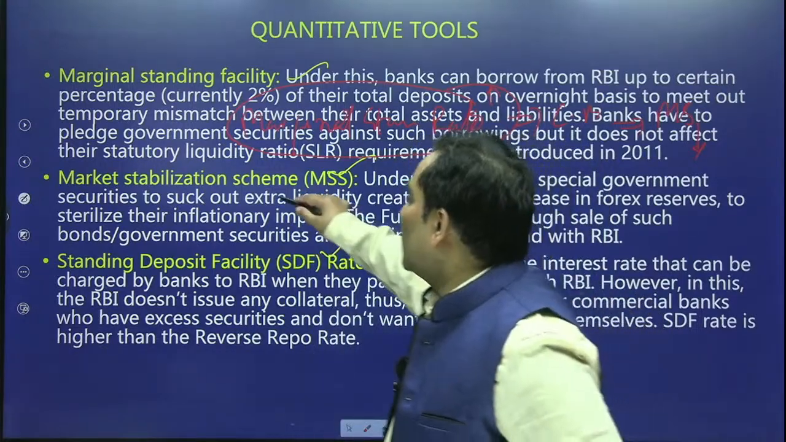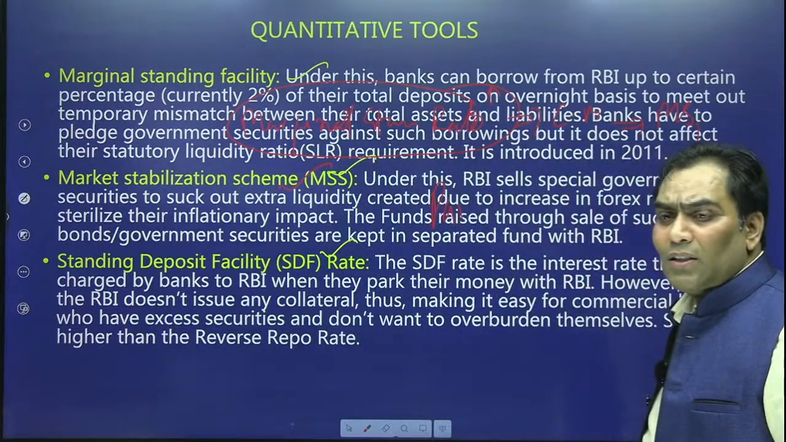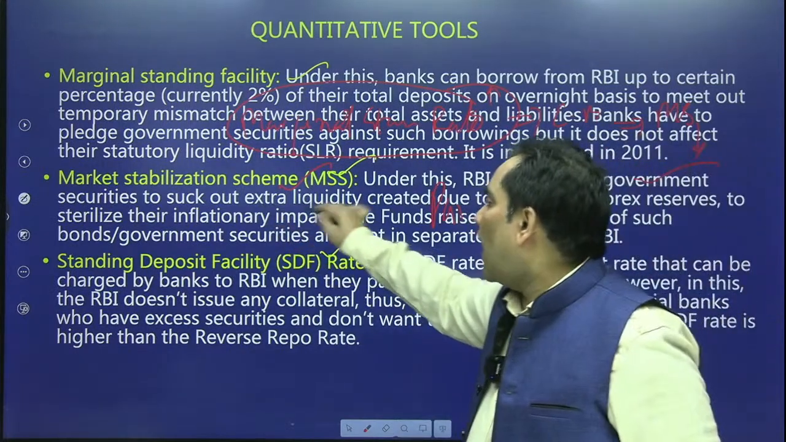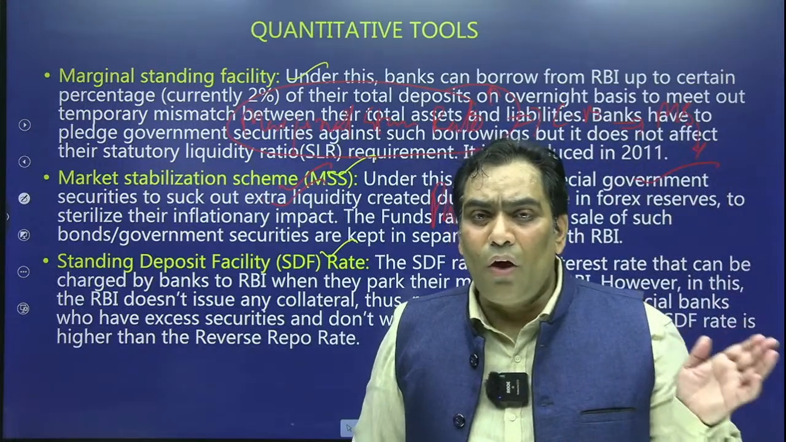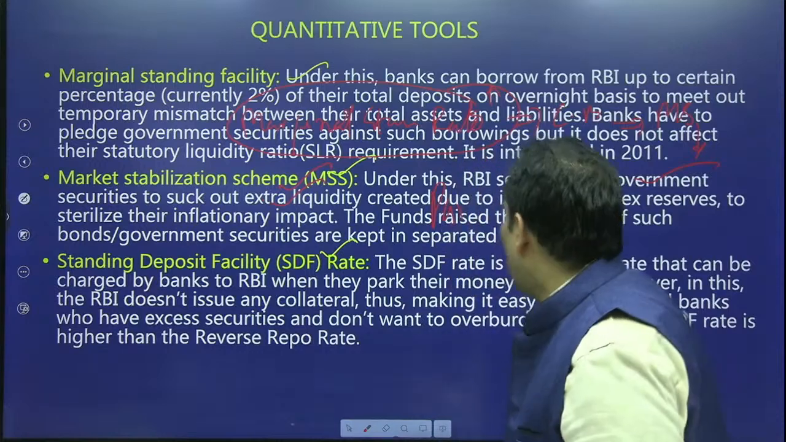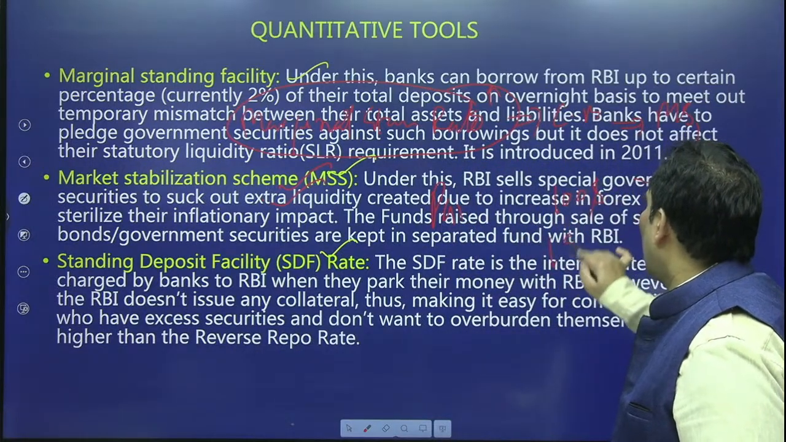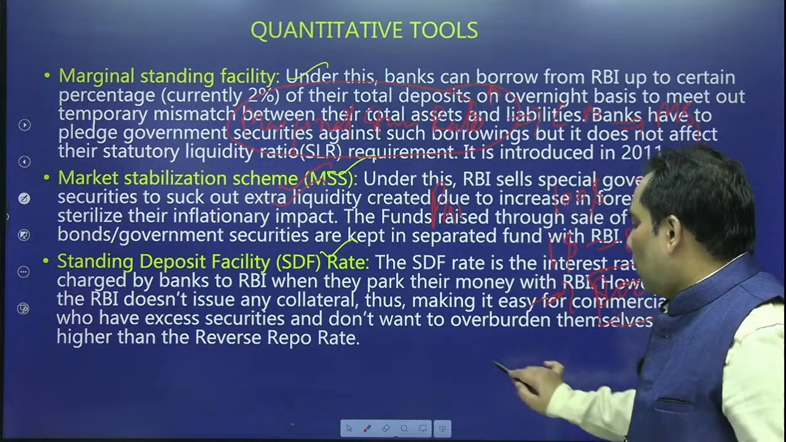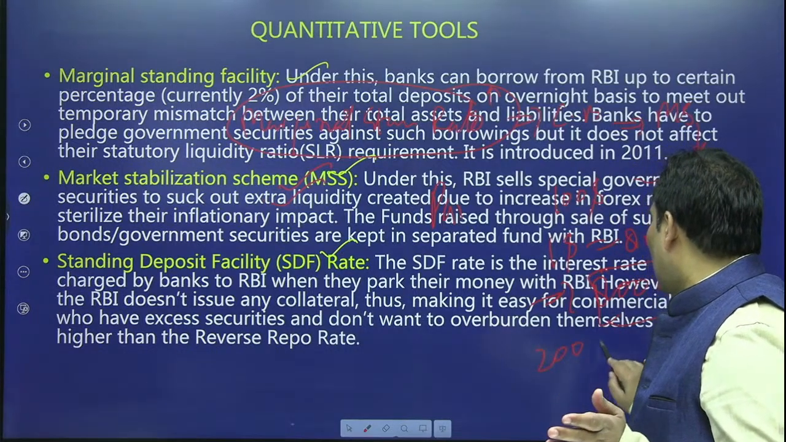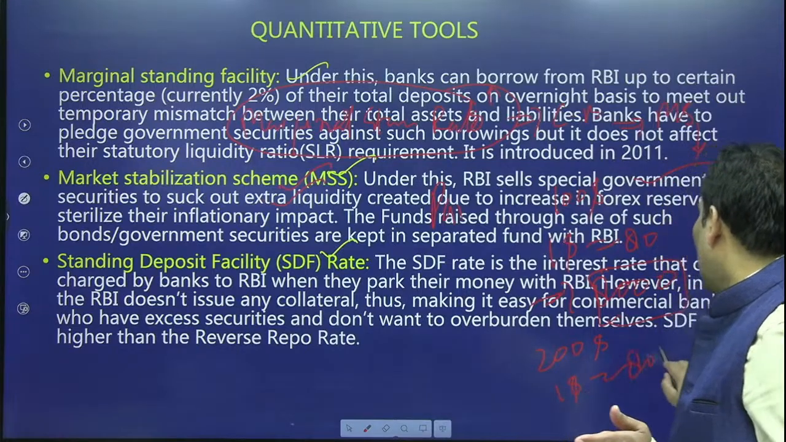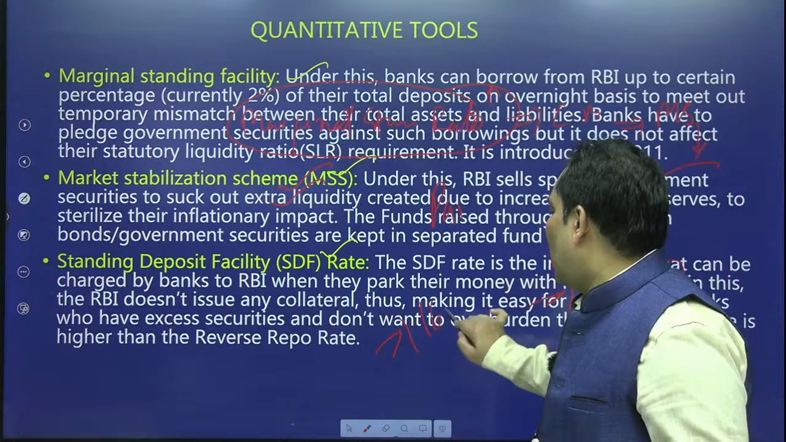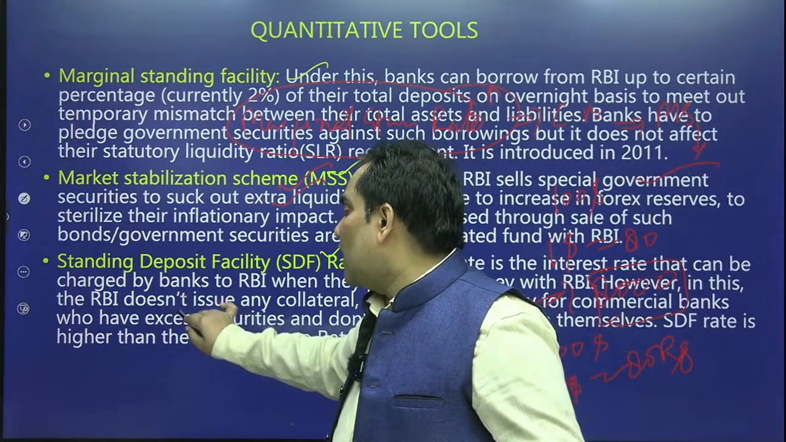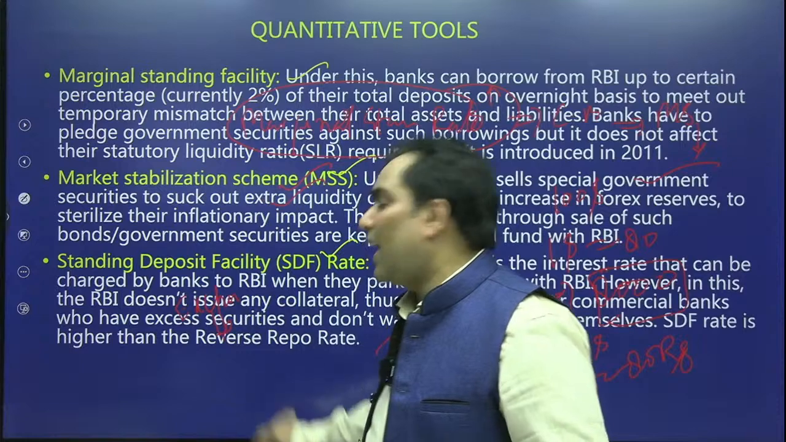Now we are going to discuss the market stabilization scheme. Under the market stabilization scheme, what happens? RBI sells special government security to suck out the extra liquidity because of the inflow of forex. As we discussed, suppose earlier there was $100 and $1 equal to 80 rupees. So total money supply in the economy was 8,000 rupees. Now suppose because of inflow of forex there is $200 and $1 equal to 80 rupees only. So now total money supply is 16,000, and because of that extra money, it will depreciate the exchange rate of rupee.